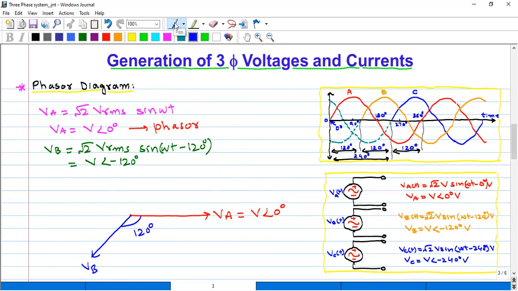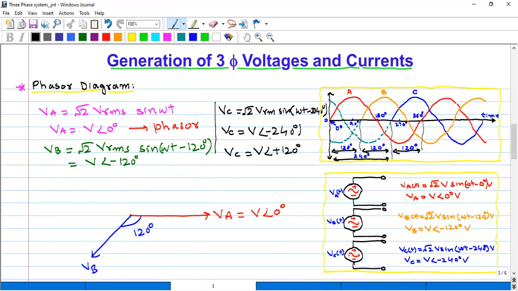So now we will discuss the phase C voltage. So as we know, phase C voltage is basically equal to VC is equal to √2 times VRMS sine omega t minus 240 degree. The phasor form of this voltage equation is VC is equal to V angle of minus 240 degree, or we can write this phase as VC is equal to V angle of plus 120 degree. So we can write this phase as minus 240 degree or plus 120 degree.